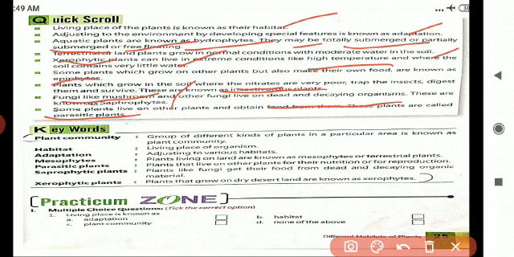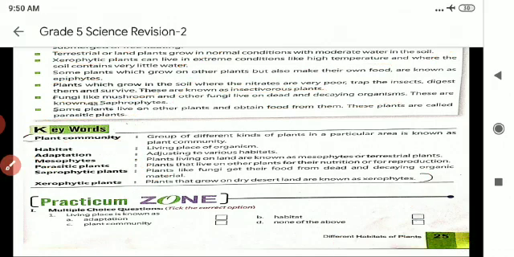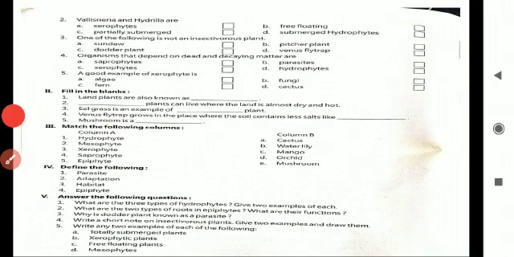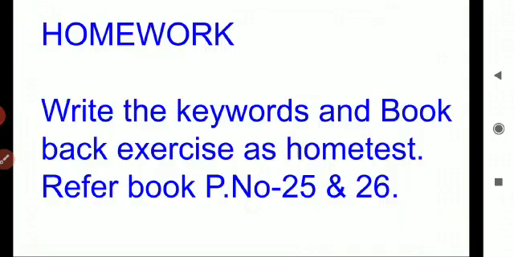The next one, this is your homework part, children. This is keywords. All the important keywords: plant community, habitat, adaptation, mesophytes, parasitic plants, saprophytic plants, xerophytic plants, and their explanation. You have to write this as a home test in your homework note. Next, lesson 3 book back exercise. You have to write these as a home test too, children. Homework: write the keywords and book back exercise as home test. Refer to book page numbers 25 and 26, children.